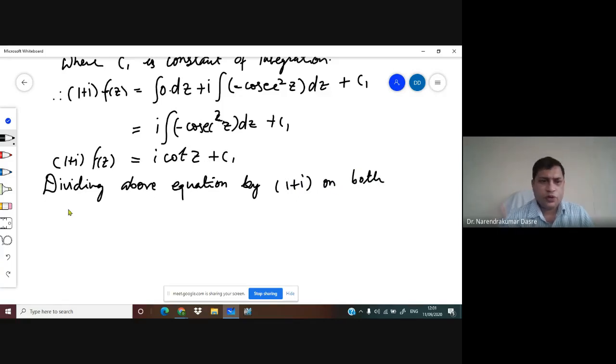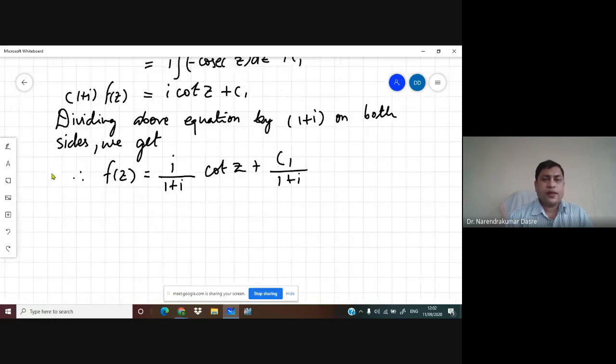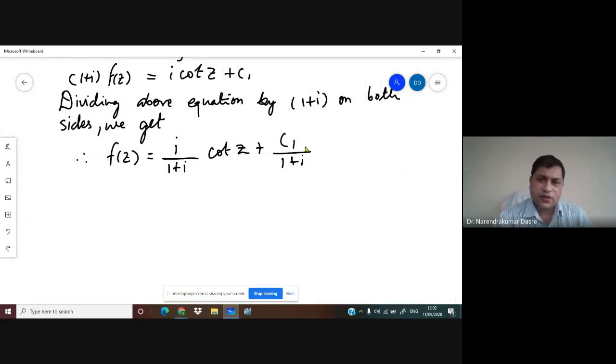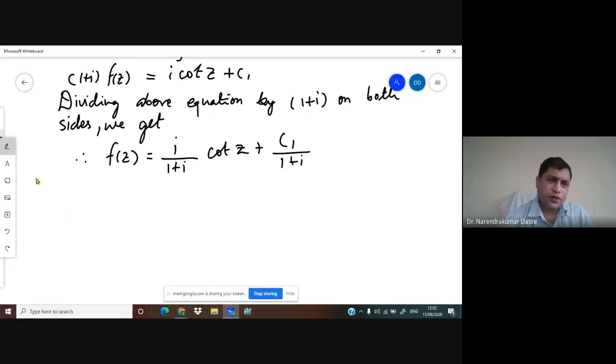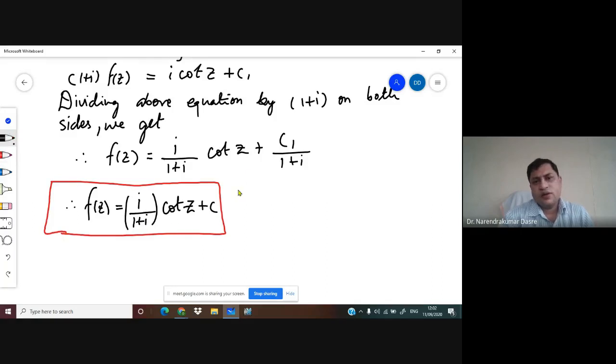And now write these values. So what I get here, I get 1 plus I into f of z is equal to, so what do you have here? See, this is 0 dz plus I, this is minus cosec square z dz plus c1. So it is I times minus integral of cosec square z dz plus c1. So we know the integration of this is going to be cot of z. So we get 1 plus I into f of z is equal to I times cot of z plus c1.